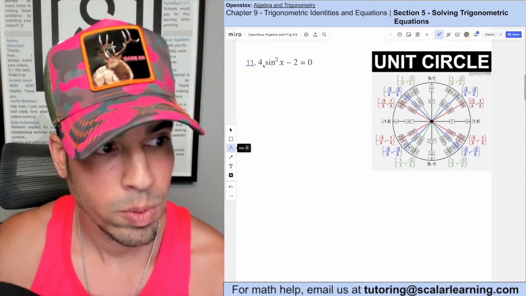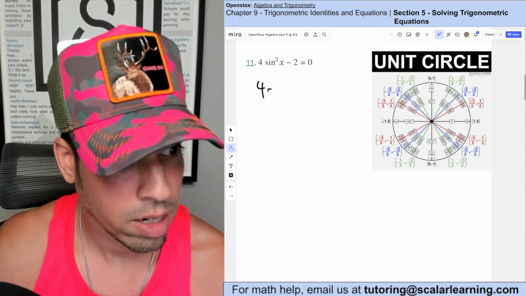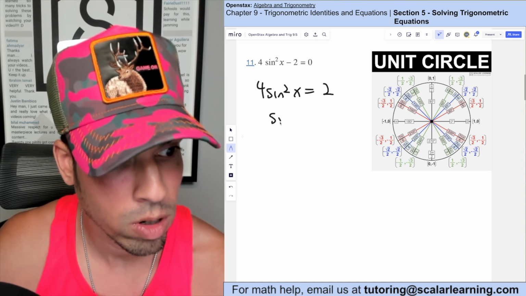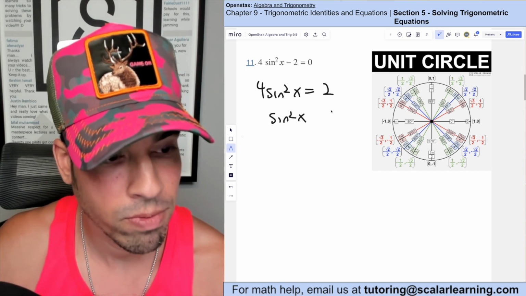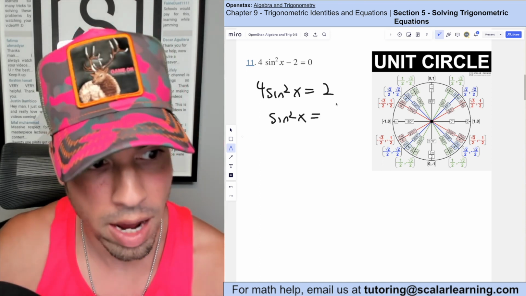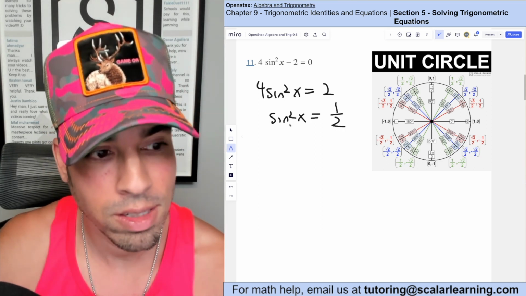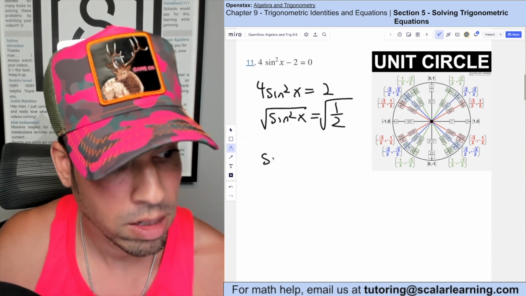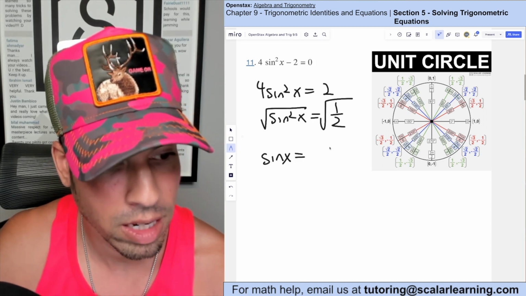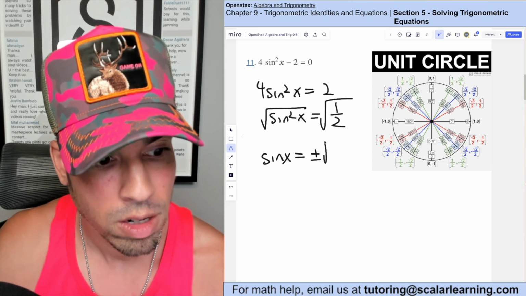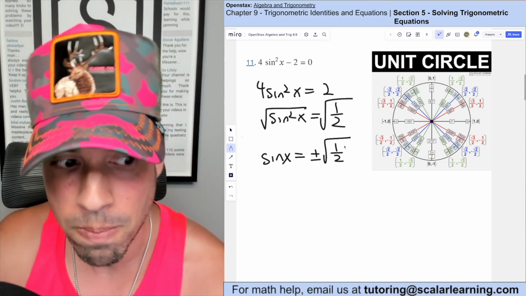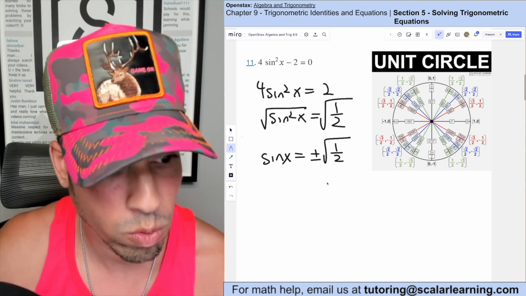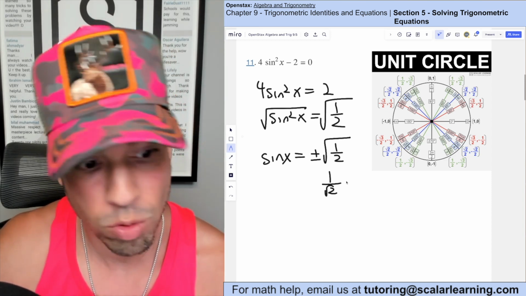Done. So this one, we're going to start by adding 2 to the other side. So we got 4 sine squared x equals 2. Then we're going to divide by 4. And of course, 2 divided by 4 is the same as 1/2. So we got 1/2. Now, this is sine squared. I need to take the square root of both sides. That's going to give me regular sine of x is going to equal plus or minus radical 1 over 2. Now, I can simplify this radical, right? I can make it square root of 1 over square root of 2. Square root of 1 is just 1. Square root of 2 is square root of 2.